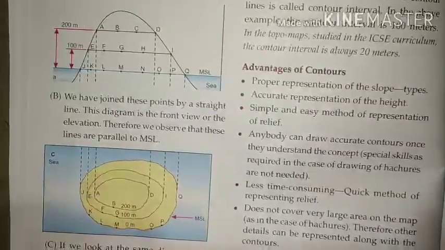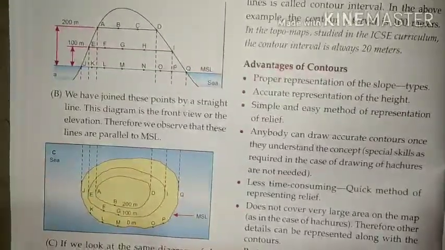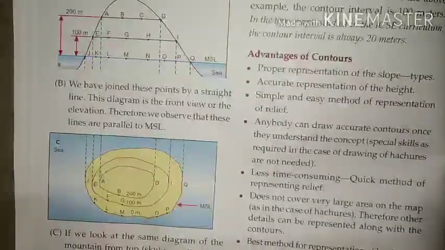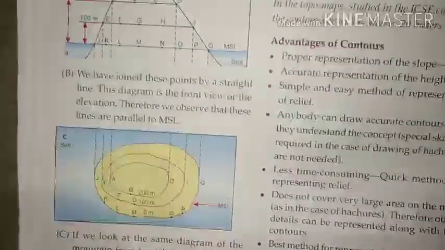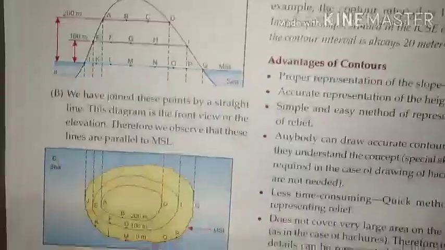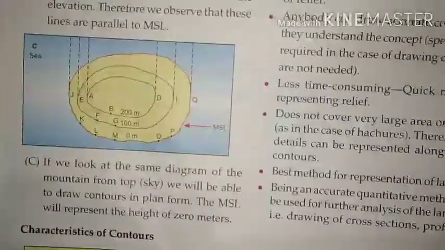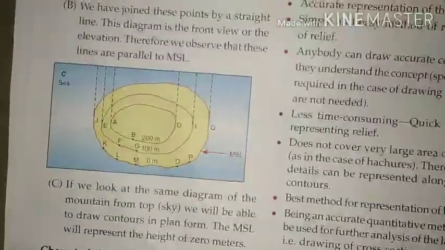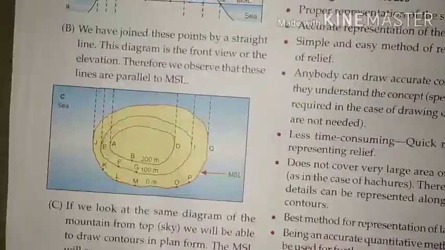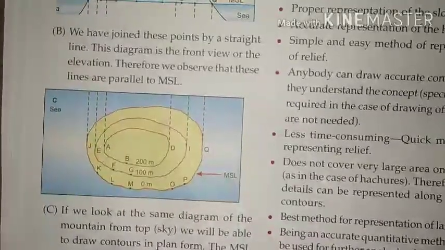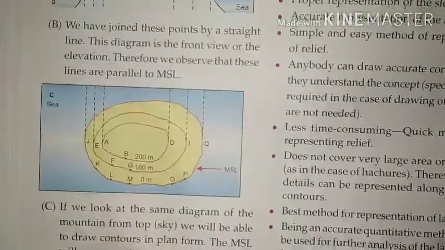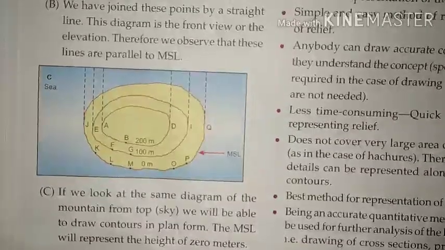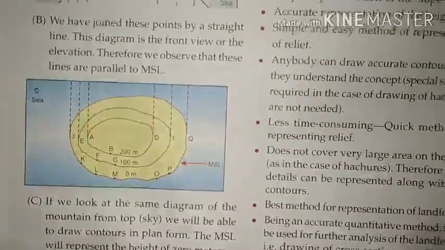If we look at the same diagram of the mountain from the top, that is from the sky, we will be able to draw contours in plan form. In the first figure these were parallel to each other, but in the second figure, as you can see, these are on the ground. It is in the plan form. The MSL will represent the height of 0 meter.